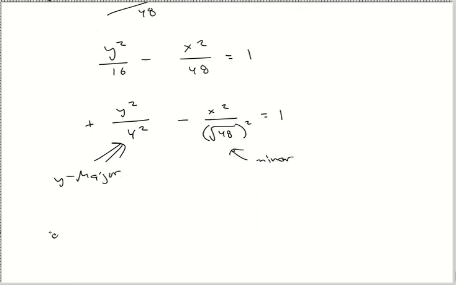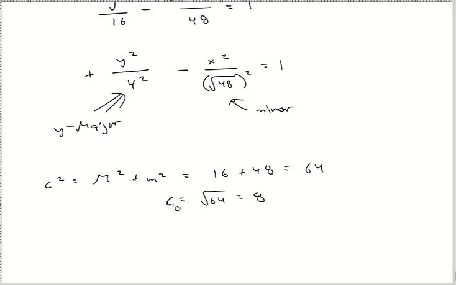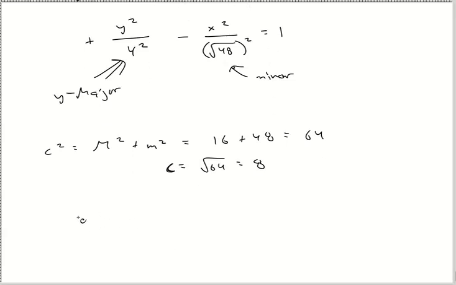And so I can start getting my other answers. C squared is major squared plus minor squared. So that would be the 16 plus the 48, 64. So then my C, when you square root the 64, you get 8. So that's kind of nice. Good to have there. So that's going to be your focus distance. I think that's it. They don't ask for the eccentricity.